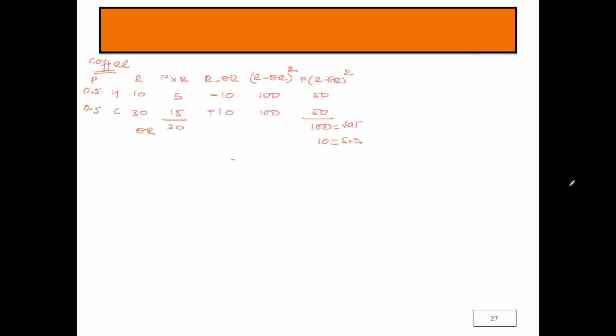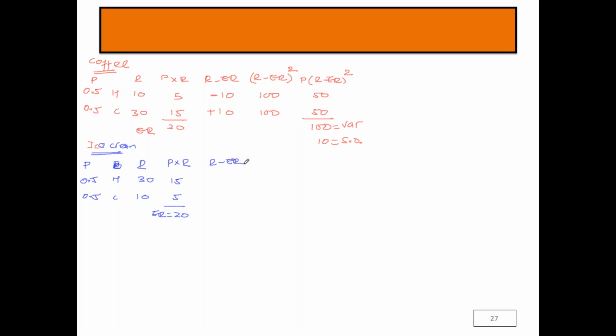ठीक है, अब बारी है आइसक्रीम कंपनी की. And yes, we'll try to find out whether any of the company has lower risk. कलर चेंज कर देते हैं, चलो पेन का. So probability is 0.5, 0.5. Returns, क्लाइमेट लिख देते, चलो तो इजी रहेगा. Returns have been 30 and 10. Okay, now next is probability into returns. This is 15, 5. Expected return has been 20.